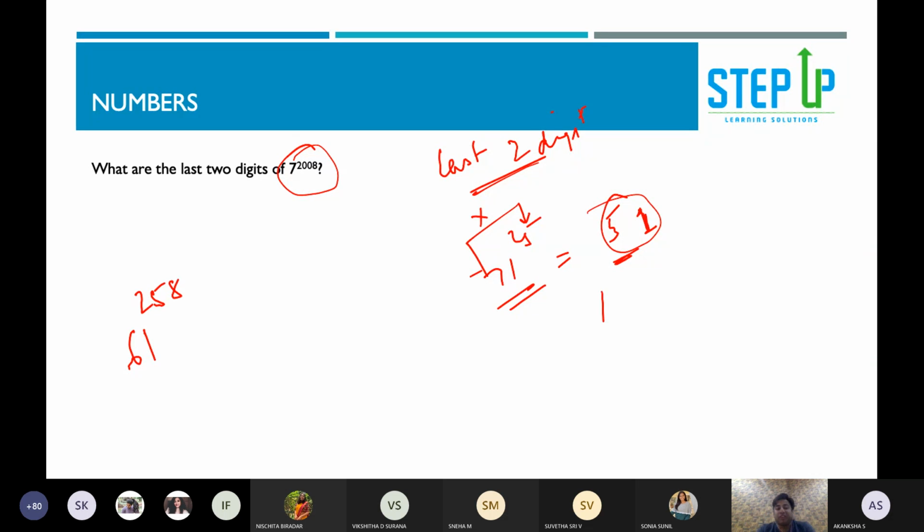Now you have 61 raised to power 258. Again, the same thing. The unit digit will always end with 1. As I told you guys, you just have to multiply 6 multiplied by 8. What is the value of 6 multiplied by 8? 48. In the end, you're getting 8. That should be your last two digits, right? But this rule is applicable only to those numbers which end with what? 1.